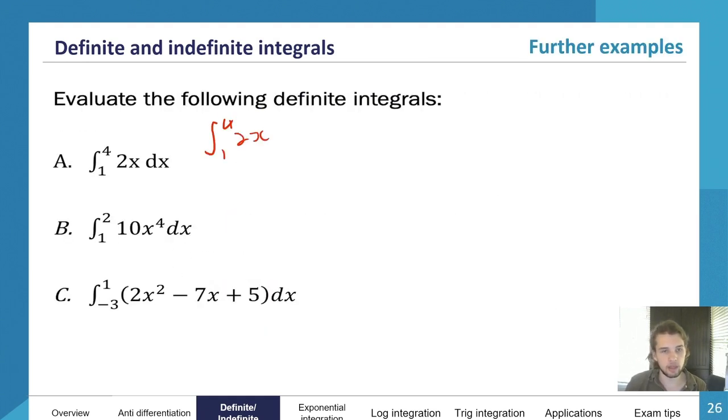So let's do that. Let's find the area under the curve 2x between the points 1 and 4. So this line would look something like this, and then we have this point 1 and this point 4, and this is going to find the constant value, that is the area in between those 2 points under the line.